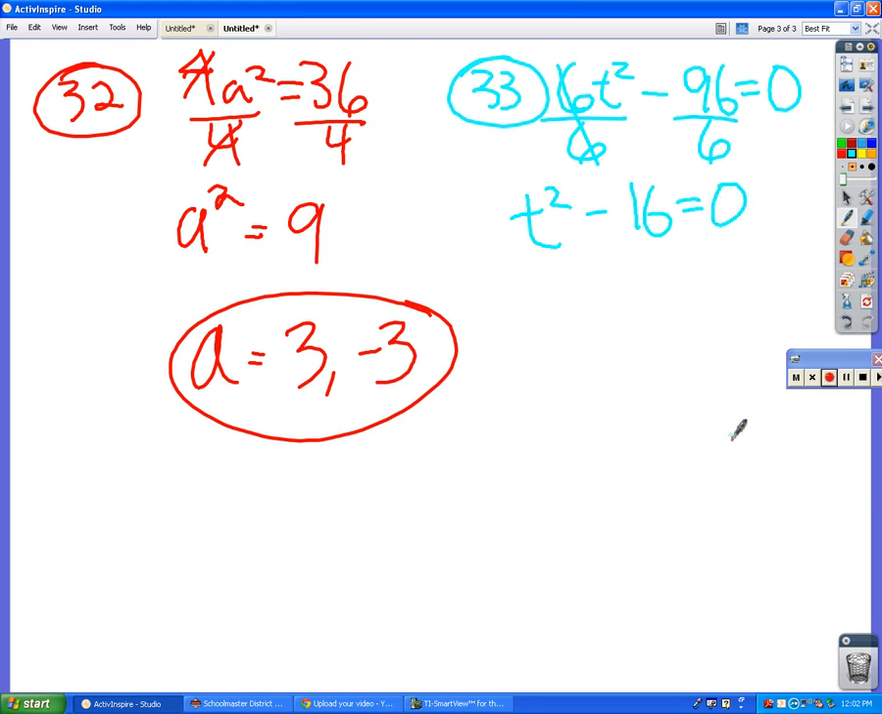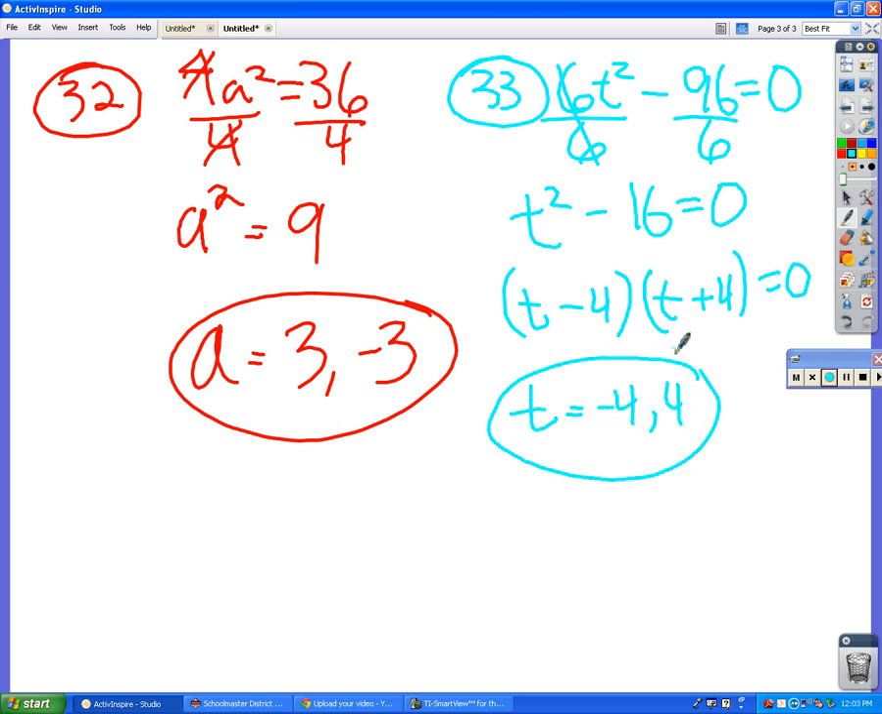equals 0. Okay, so again, you could factor this if you wanted to. What would this factor into? I would need two numbers that multiply together to make negative 16 and add together to give me 0. So I need negative 4 and plus 4. So what are my two answers? Negative 4 and 4, because I have to make them both opposite.